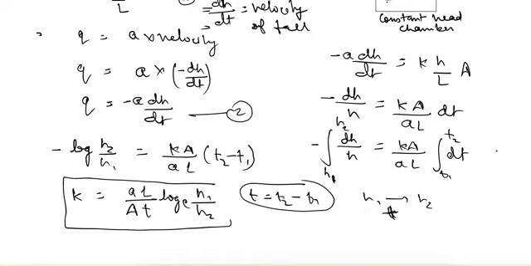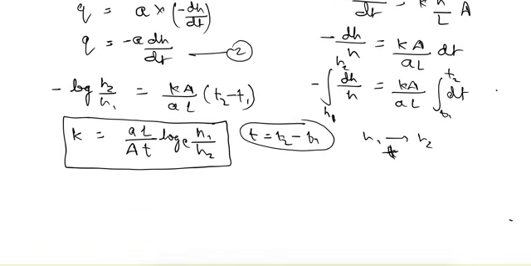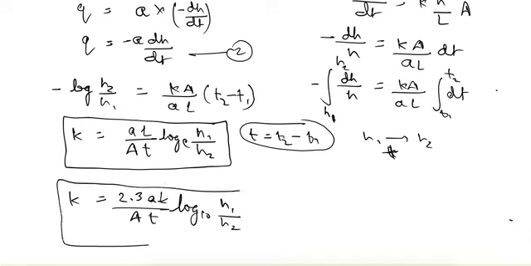So this is the value of coefficient of permeability, and if we want to write it in log base 10, so in that case it will be equal to 2.3 aL by At log 10 h1 upon h2. So this way we can find out the coefficient of permeability in the lab.